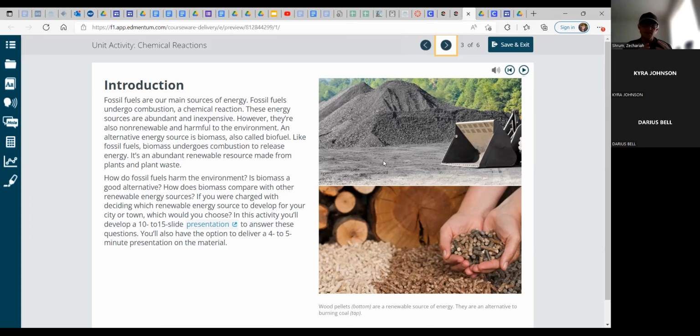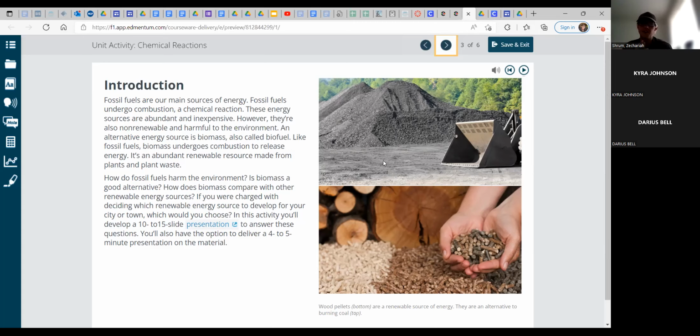So we're going to explore how those fossil fuels harm the environment, and then look at whether biomass is a good alternative. Should we use a bit of both? Use biomass for as many things as we can, and then for larger projects, use some of those fossil fuels, but just stop over-relying on them. So we're going to explore some of those ideas today.